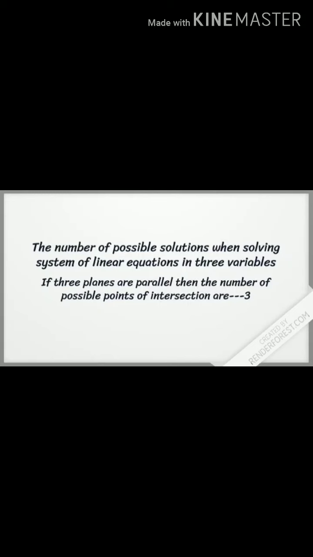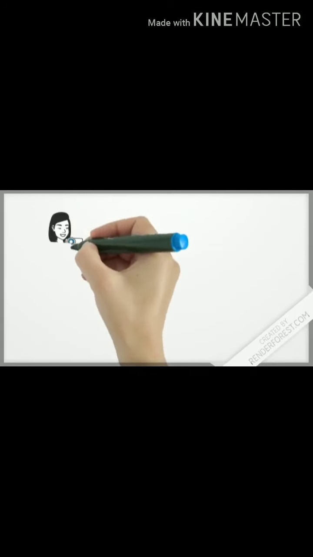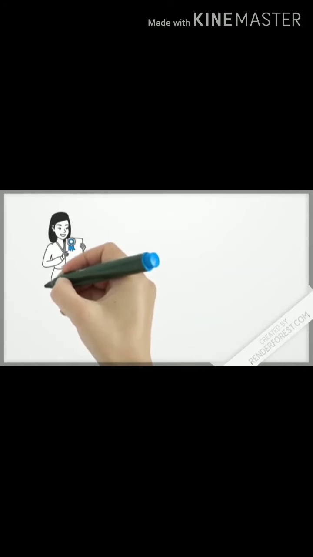If you have a 2 variable equation, your solution will be 2. If you have a 3 variable equation, the number of the solution will be 3. The same way, if the 3 planes are parallel, then the number of points of intersection will be 3. Because 3 planes are parallel in the equation, it will have only 3 points of intersection.